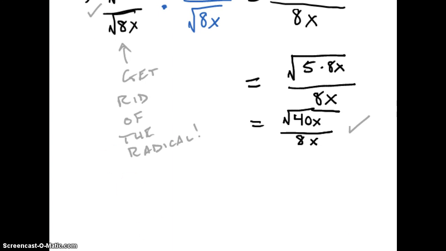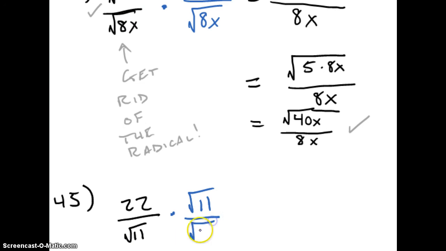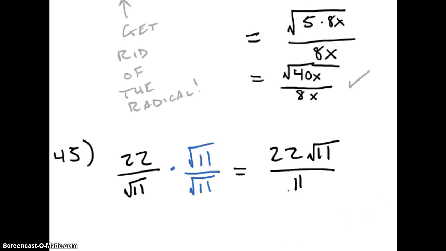Next up, let's do number 45. 45 is similar to number 42. We just have a different numerator. So we're just going to run through this one really fast. If I start with 22 over root 11, and then I multiply top and bottom by the denominator, I rationalize this denominator, multiply by root 11 on top and bottom, I'm just multiplying by 1. I get 22 over 11, or sorry, 22 times the square root of 11 over just regular old 11.